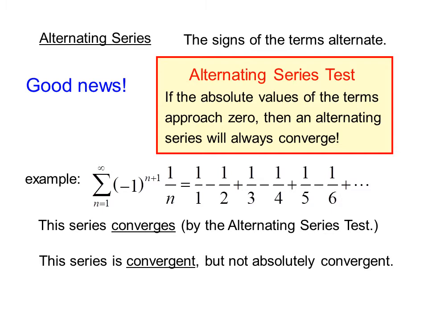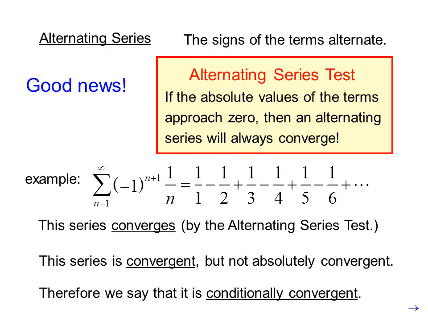The series is convergent, but not absolutely convergent. Therefore, we say it is conditionally convergent. By the way, we should recognize this series as an alternating harmonic series, and as we learned in a previous lecture, it converges very slowly to the natural log of 2.